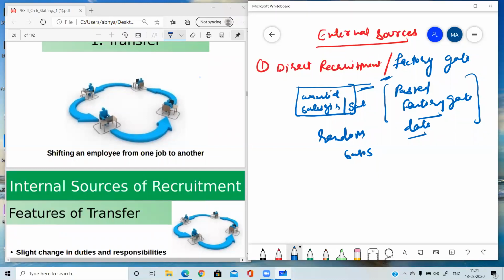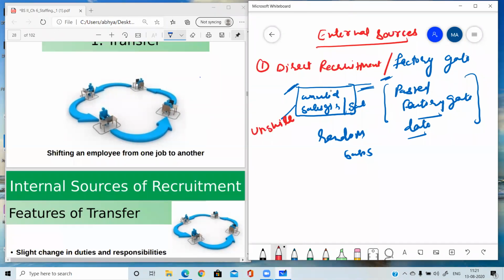Random basis means the person who looks healthy, who looks tall, who looks physically strong, those persons will be selected and taken inside. So there is no need of conducting any selection procedure or any other procedures. This type of recruitment is followed especially when you suddenly need a large number of bulk labor, and you don't want to spend any money on the selection of such workers. So this type of source can be used only for unskilled workers.